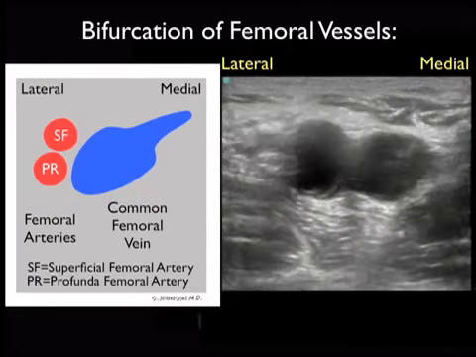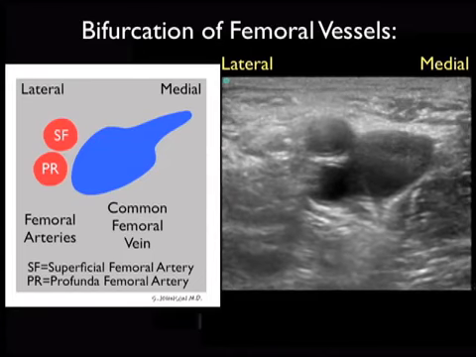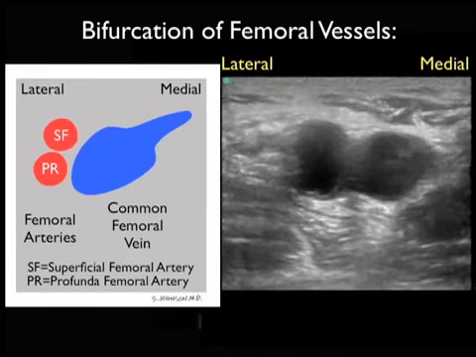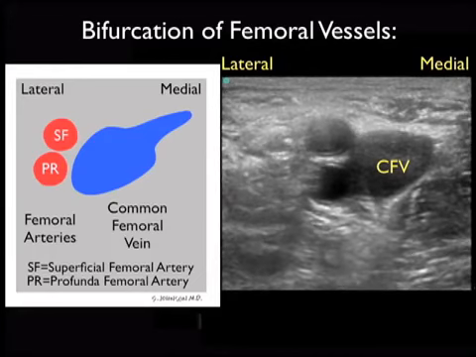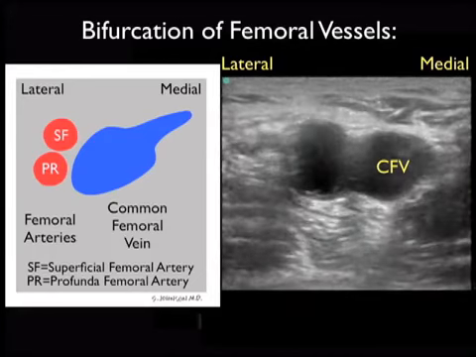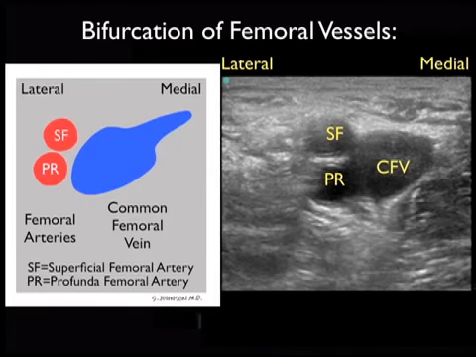In this video clip, we'll note the bifurcation of the common femoral artery into superficial and profundus femoral arteries using grayscale or B-mode sonography. We note the common femoral vein is shown towards the medial aspect of the image or towards the right, and here again we see that bifurcation point of the common femoral artery into the superficial and profundus femoral arteries as labeled there. And we just remember that point that the artery generally bifurcates at a level higher than the femoral vein.